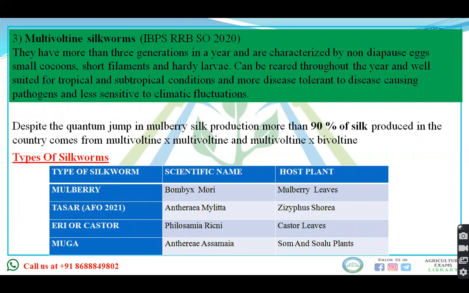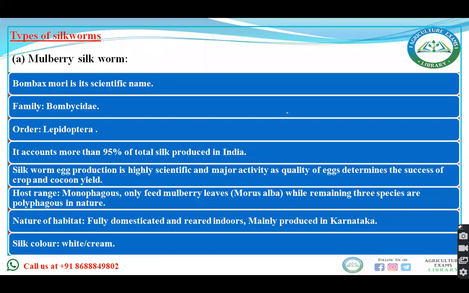The types of silkworms: mulberry, scientific name Bombyx mori, and its host plant is the mulberry leaves. Tasar, that is Antheraea mylitta, and the host plants are Terminalia species. Eri, that is Philosamia ricini, and castor leaves are the host plant. And Muga is Antheraea assamensis, and the Som and Soalu plants are the host plants.